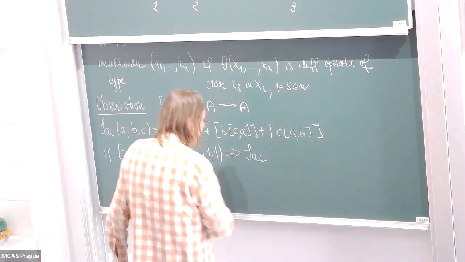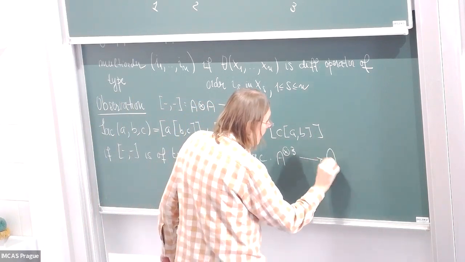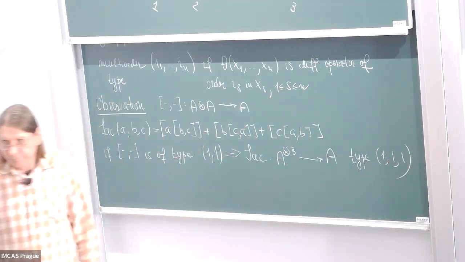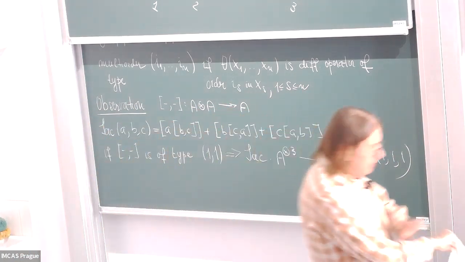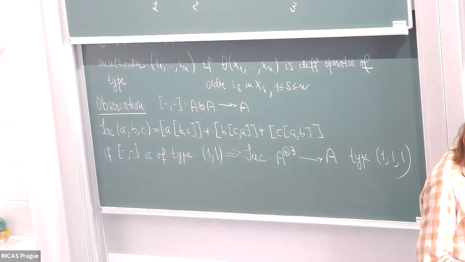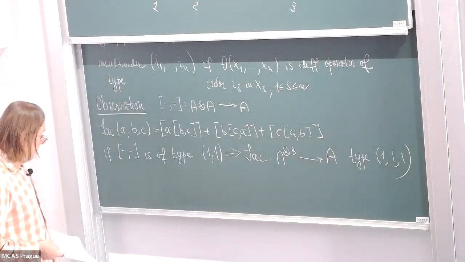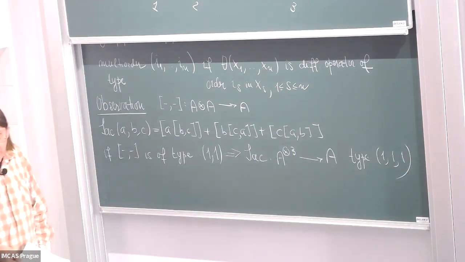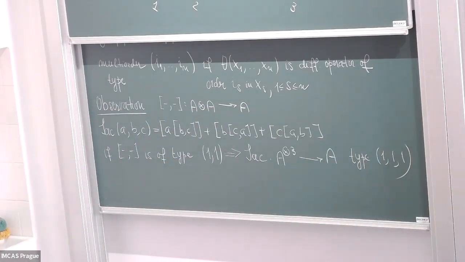the Jacobiator, which is a map from A tensor 3 into A, is of type 1, 1, 1. And I'm going to prove it. I'm brave enough to try to prove it. In other words, if the bracket is an ordinary derivation in each of its variables, then the Jacobiator is also an ordinary derivation in each of its variables. So let me prove it. And this simple observation actually started everything.